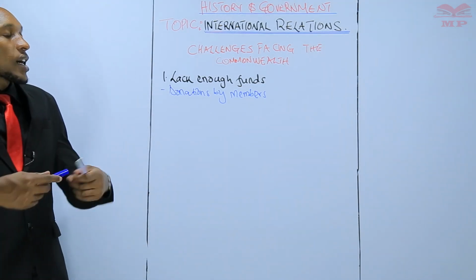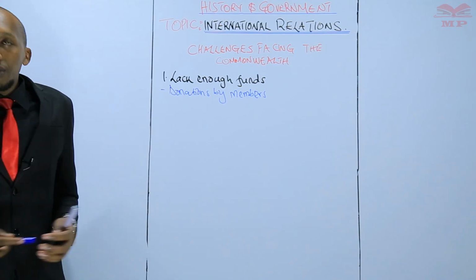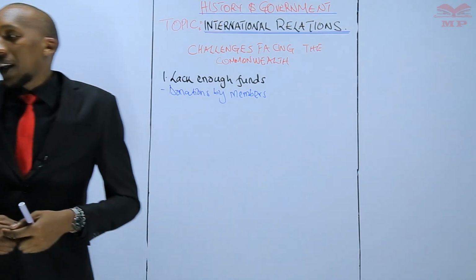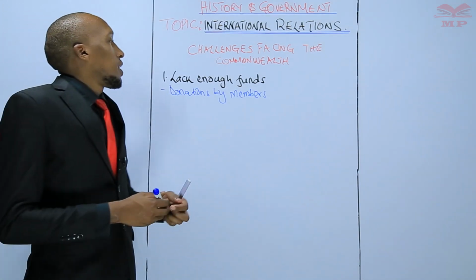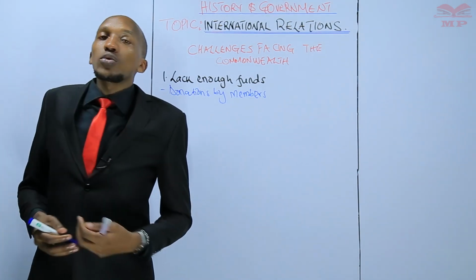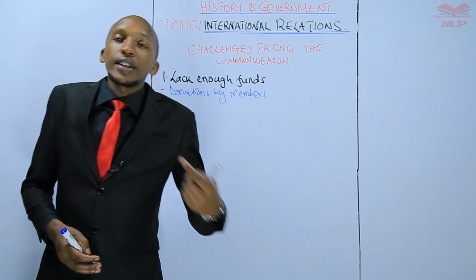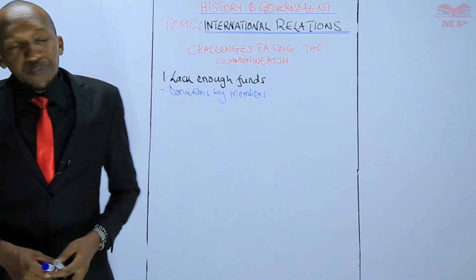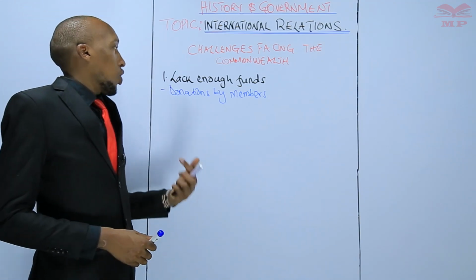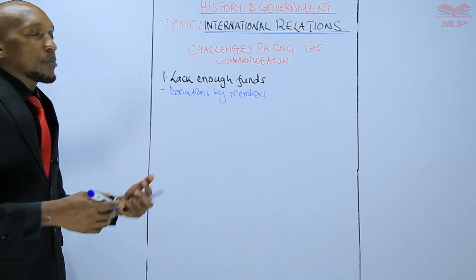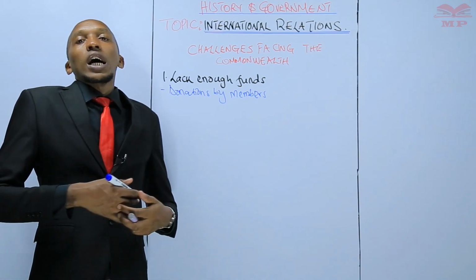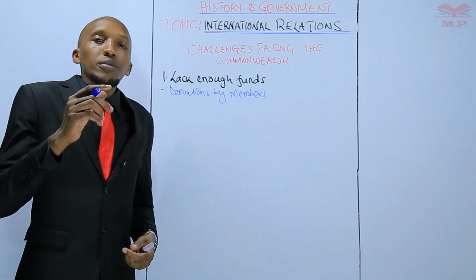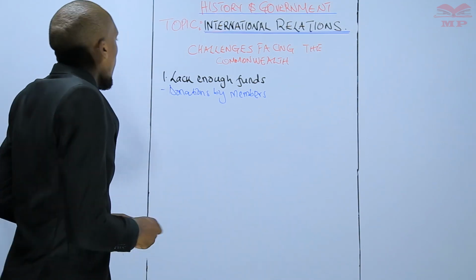So the poor countries are not able to contribute enough to the running of the Commonwealth. So that becomes a challenge, because the weak economies are unable to regularly give contributions to run the Commonwealth organization. So that is a very big challenge, because it cannot now reach all the member states because of the limited funds that they have.